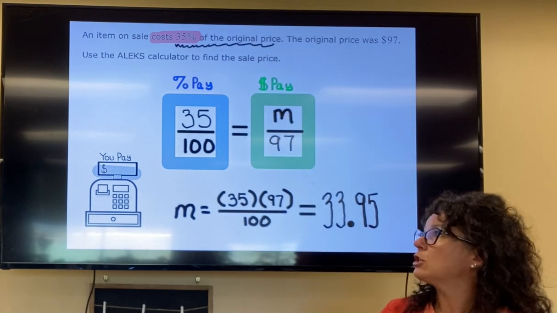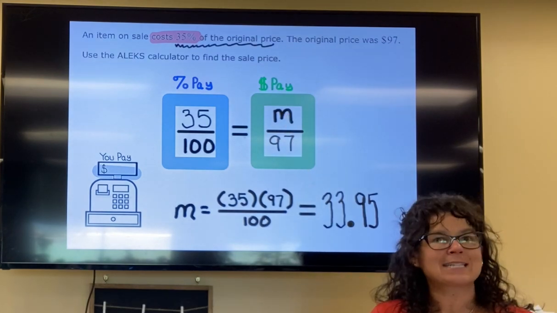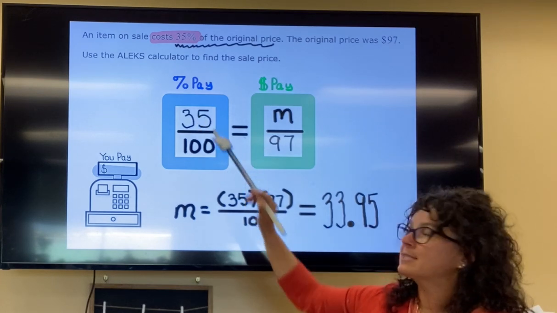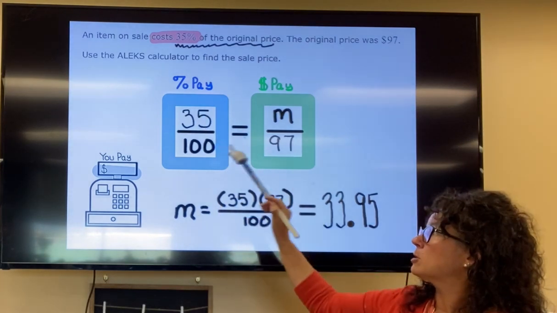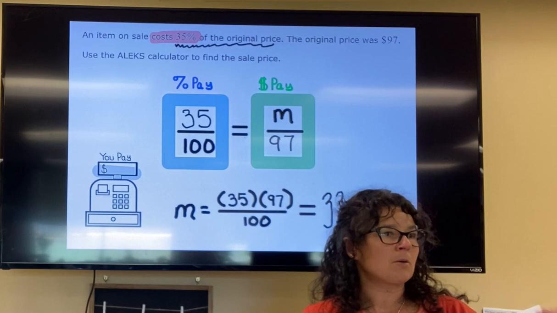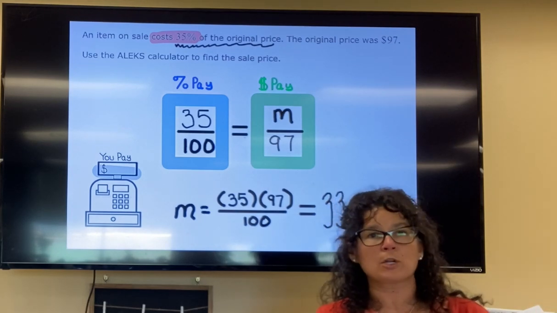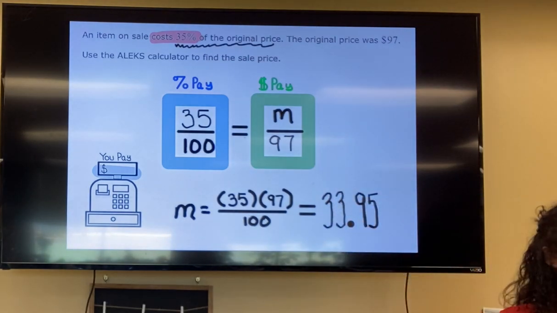If you decided to use 65% because that's the discount and you put a 65 there, cross multiply and divide, that's going to be the amount of money that you would subtract from the original price to get the $33.95.